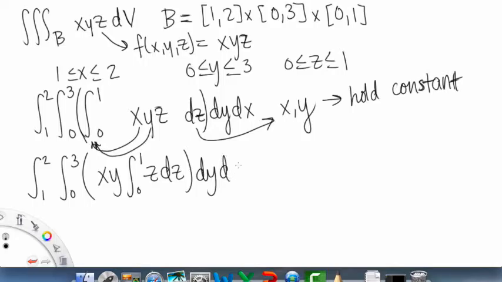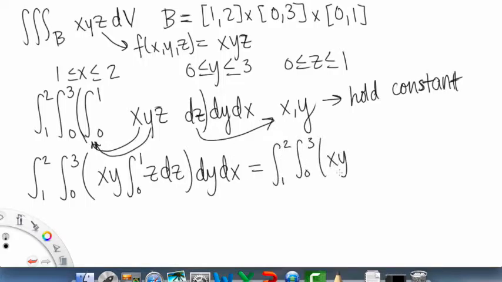So then we just copy down the rest outside. Okay, so see what I did here was just move the x times y outside, just because we're treating those like numbers right now, because we are integrating with respect to z. Okay, so then the next step is to actually integrate, so we'll do that here.